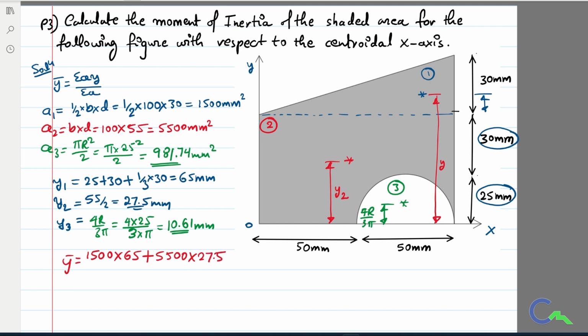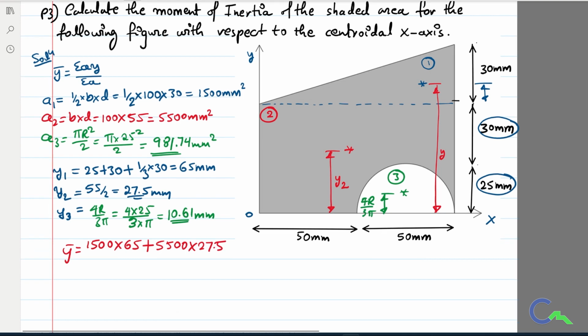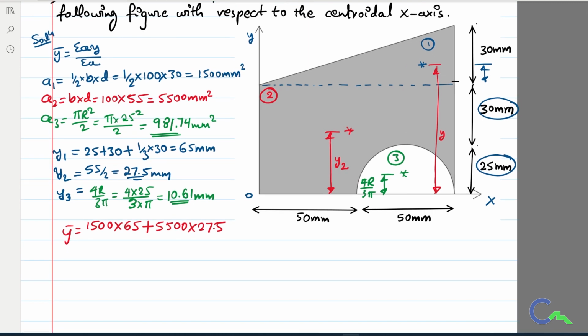Now we should be very careful. Whatever the semicircle portion is, that is the opening, so we have to deduct that particular value. If any area is overlapping another area, that means it is an opening. The semicircle is overlapping our rectangle, so that is an opening. Therefore, minus area of the semicircle, that is 981.74, with y3 as 10.61.